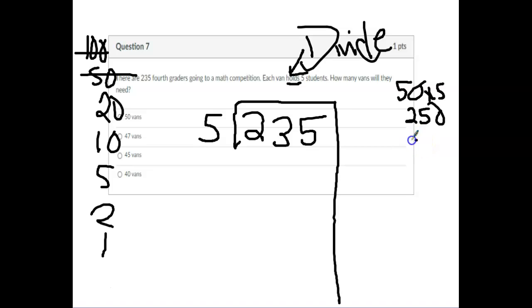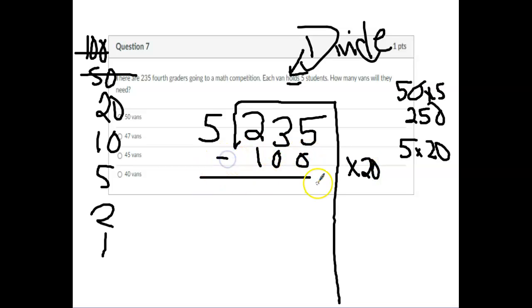Let's try 20. What is 5 times 20? Excellent. 100. Can I use times 20? Yes. So I'm going to try times 20. 100. Then I'm going to subtract and get 135.